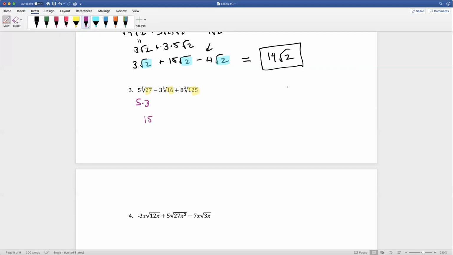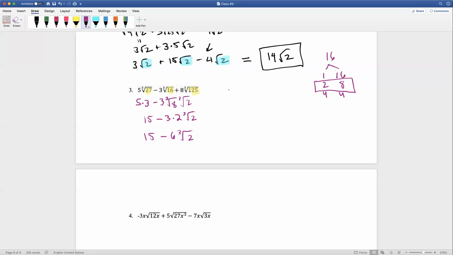The cube root of 16. What number times itself 3 times gives us 16? Well, 16 is not a perfect cube, but we have to make sure that 16 doesn't have any factors that are a perfect cube when we're simplifying it. So I'm going to look for all of the factors of 16. I have 1, 16, 2, 8, 4, 4. Are any of these perfect cubes? Sure, 8's a perfect cube. So we can rewrite this as minus 3 times the cube root of 8 times the cube root of 2. And this becomes minus 3 times the cube root of 8, which is 2, times the cube root of 2. So we get 15 minus, and 3 times 2 is 6, times the cube root of 2.